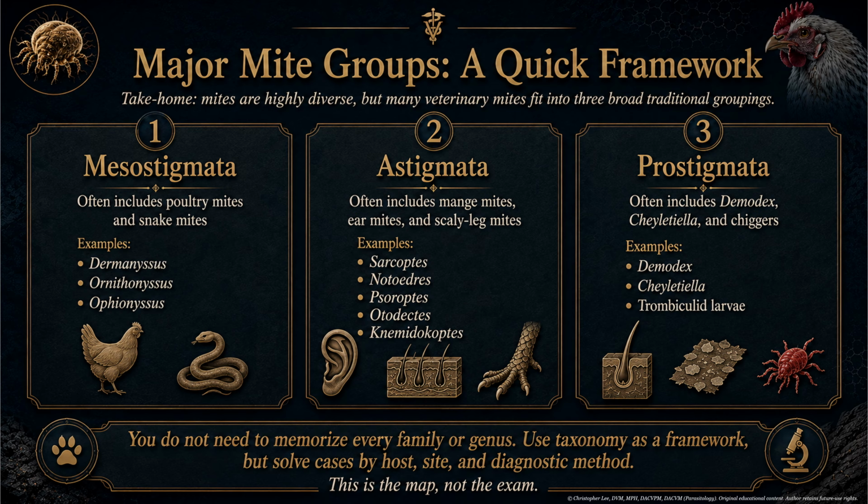Many veterinary mites fit into 3 broad traditional groupings, and their name tells us where or whether their breathing openings are found. The Greek word stigma means a mark or puncture made by a pointed instrument. It is the same word behind the religious stigmata, and yes, the horror movie. In acarology, a stigma is simply a spiracle or breathing opening. Meso means middle. Mesostigmata have spiracles along the middle sides of their body, commonly around the 3rd or 4th coxae. Think Dermanyssus, Ornithonyssus, and Ophionyssus, poultry and reptile mites for which the housing and environment may matter.